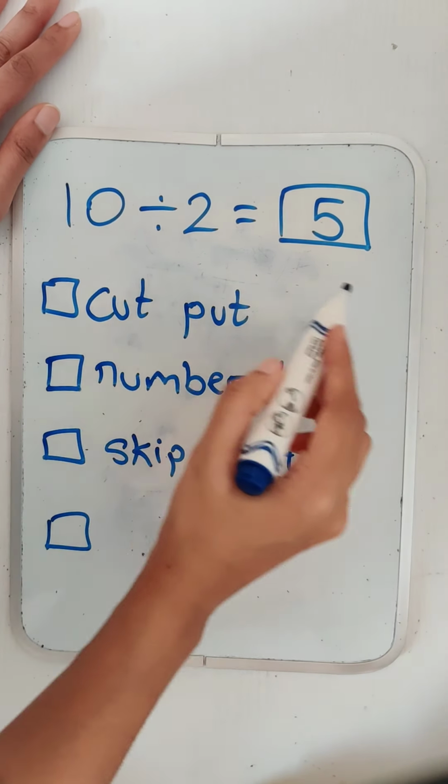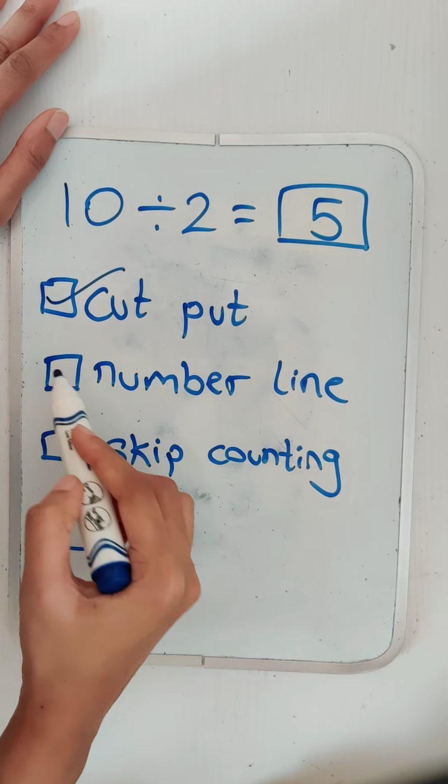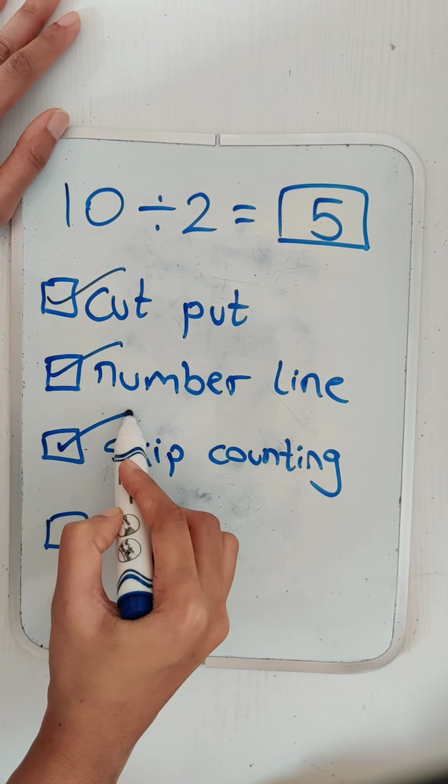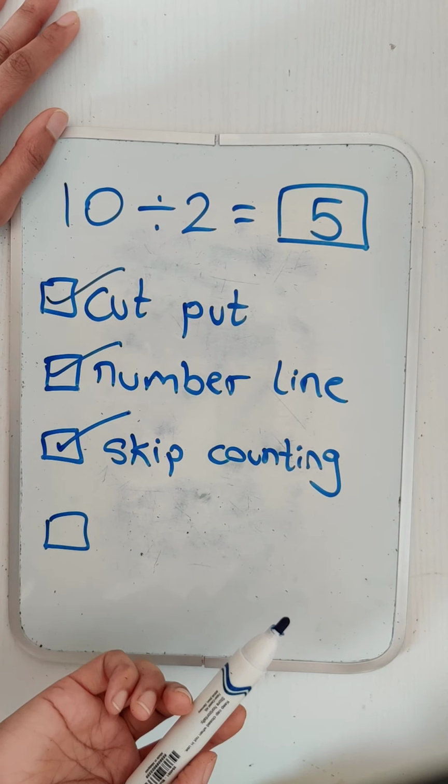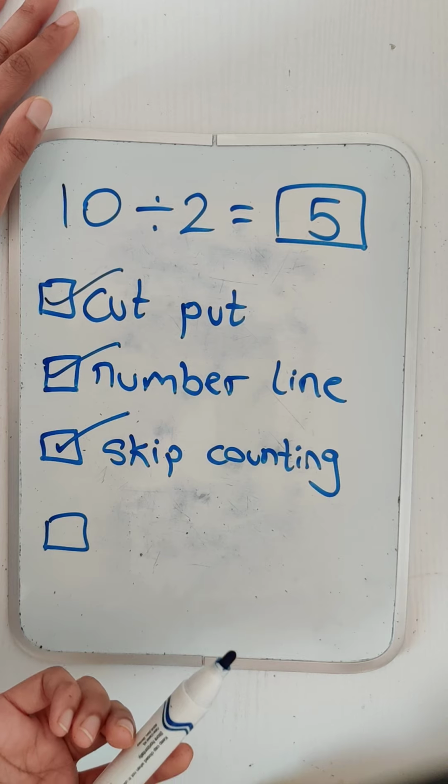So we have seen one sum, and we've seen all 3 different strategies, right? The cut and put one, the number line, and the skip counting. So you can choose your favorite one, and whichever you are comfortable with, you can use that while calculating your sums.